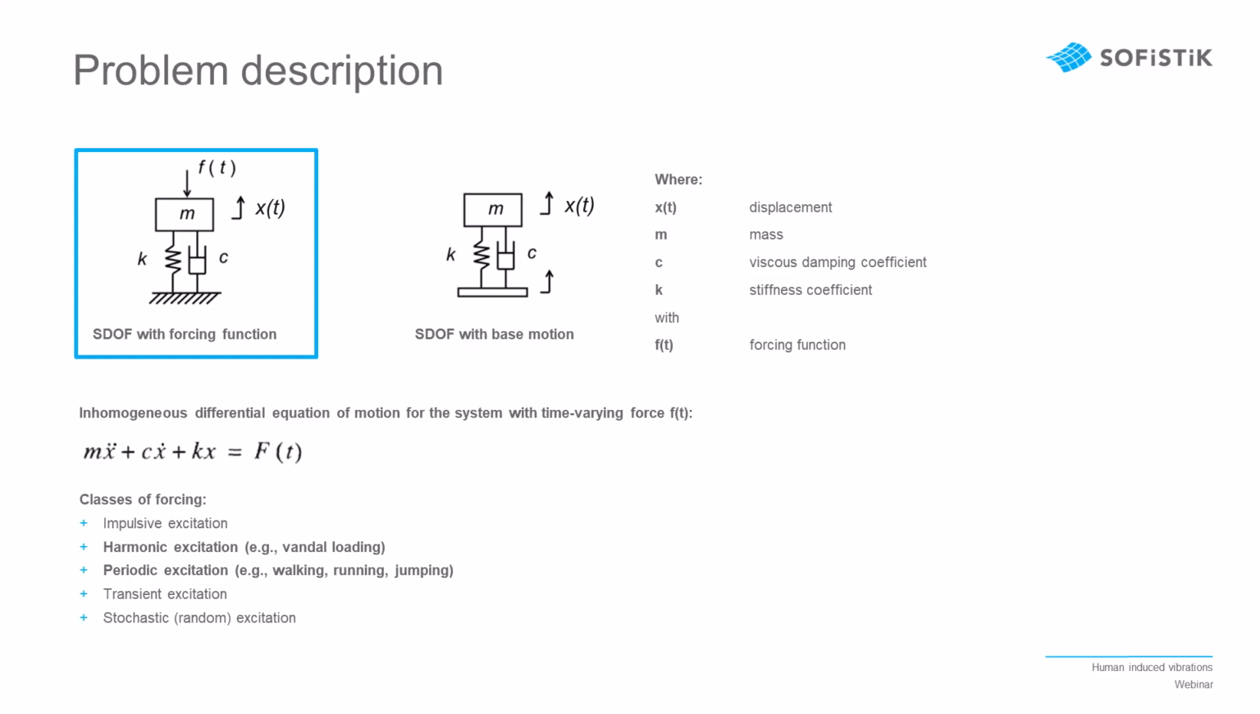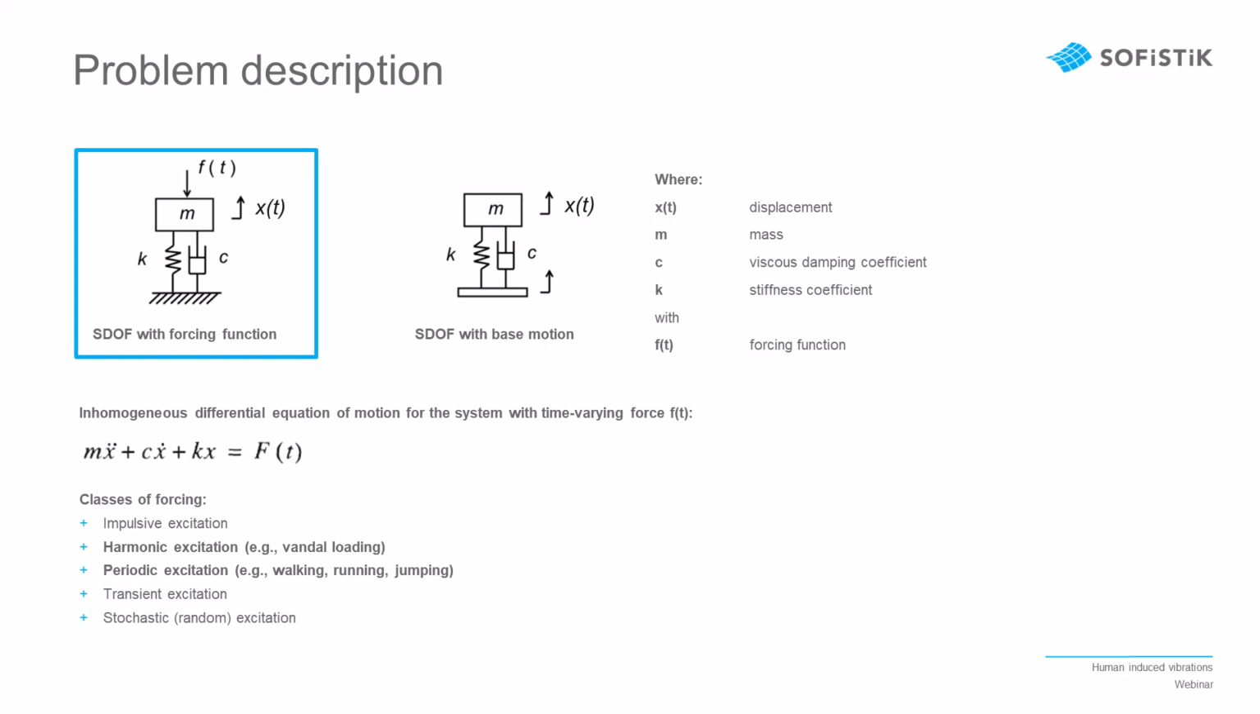For instance, on the system on the right, we have a base motion that can approximate an earthquake or the impact of external vibrations on foundations in general. Or, as is more interesting to us, on the left, we have an SDOF with an external forcing function acting on the system. We have several classes of forcing, starting with impulsive excitation, which represents impact loading.